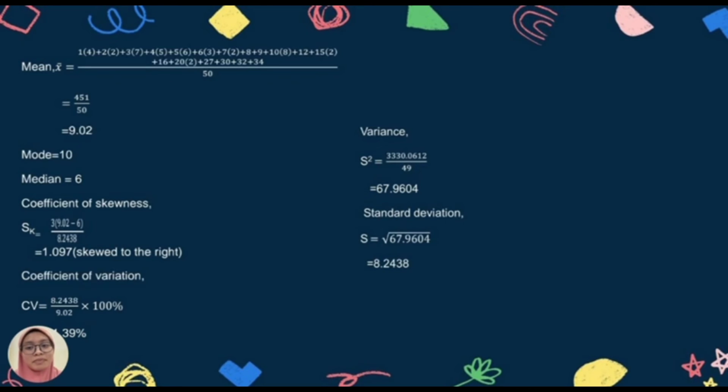For the mean of the data, I had to sum up all the numbers and divide it by 50. The total summation of the data is 451 divided by 50, and the mean is 9.02. Mode is the most frequent data, so 10 is the mode. As I said earlier, the median is the same as quartile 2, so the median is 6.